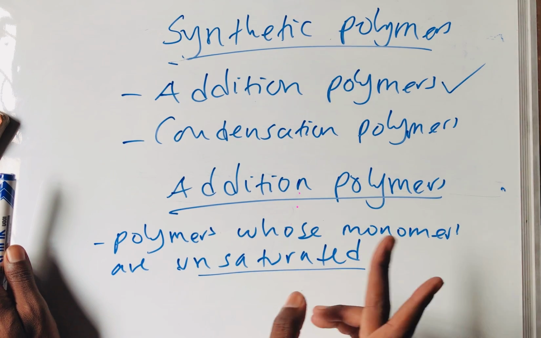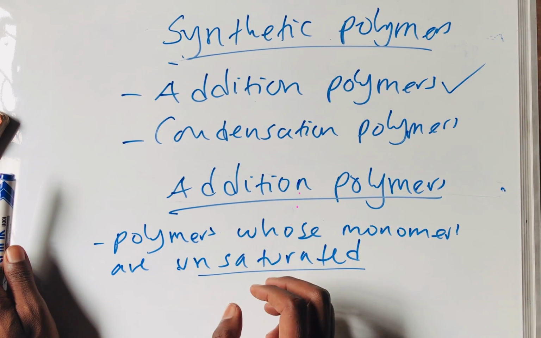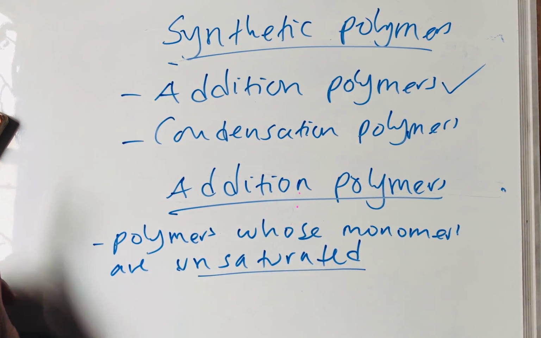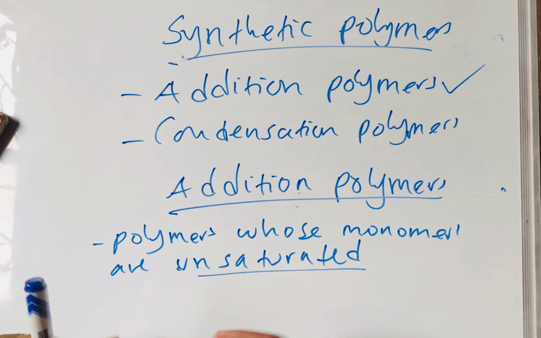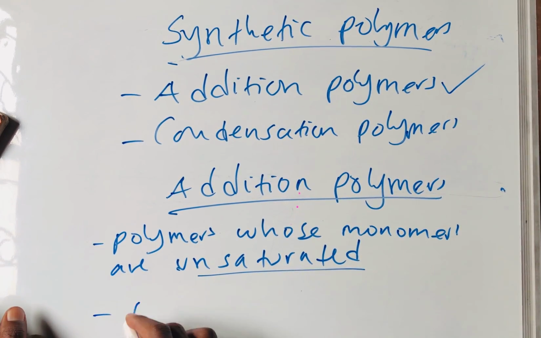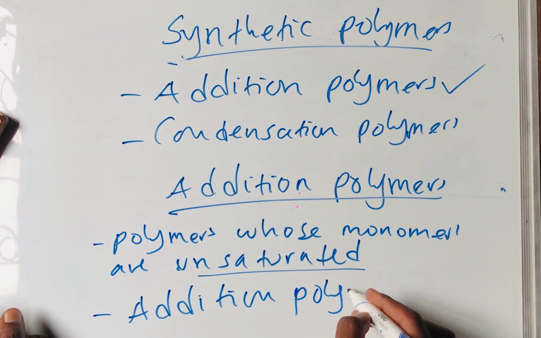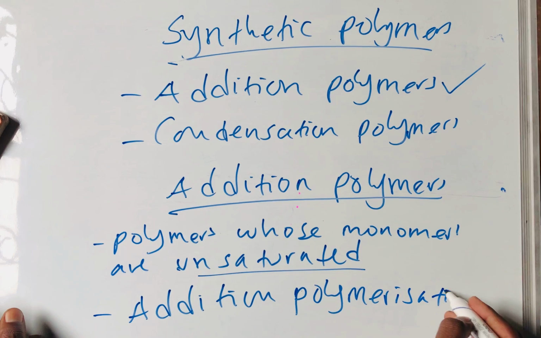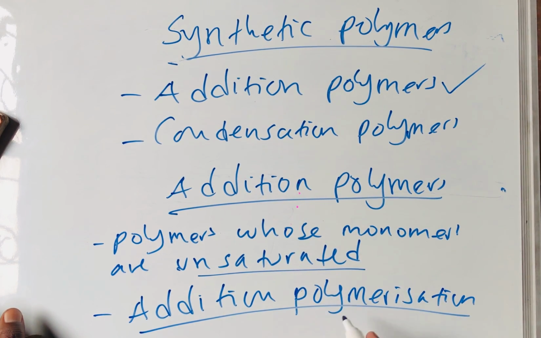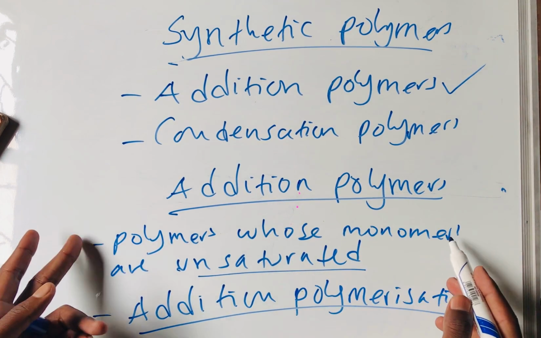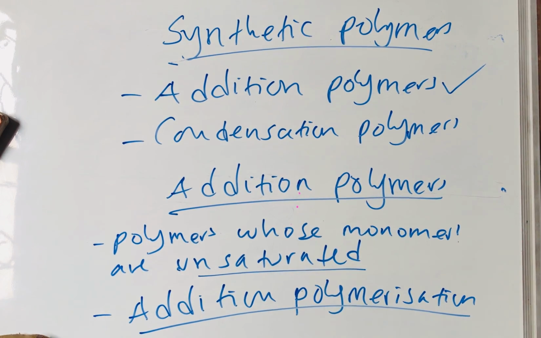Remember, when you discussed the alkenes, you said that the alkenes are able to undergo addition reactions, right? So these addition polymers are formed by a process known as addition polymerization. Addition polymers have the same empirical formula as their monomers.